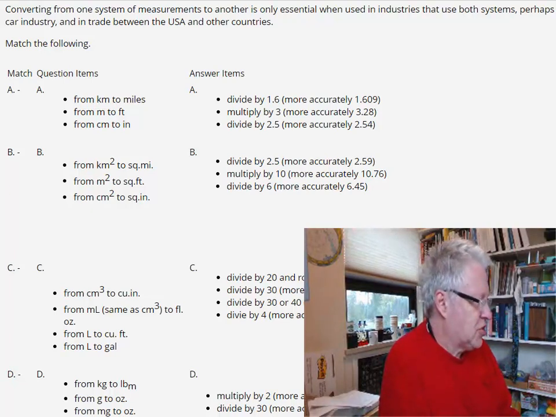From centimeters to inches, or the other way around, divide by 2.5 or multiply by 2.5. So for example, if I have 4 inches, that's 10 centimeters, or if I have 10 centimeters, that's 4 inches.